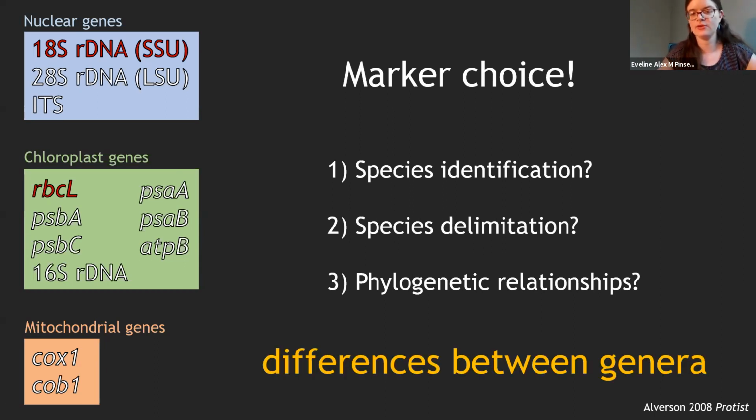And you really have to keep in mind in all cases that there are going to be differences between genera. It's not because a marker works in one genus that it is going to work in every diatom genus. So you always have to be critical when you start working on a new group, whether your marker is really showing what you want it to show.